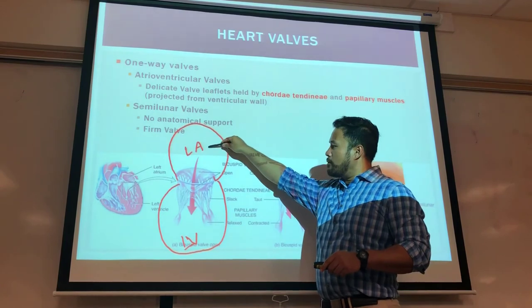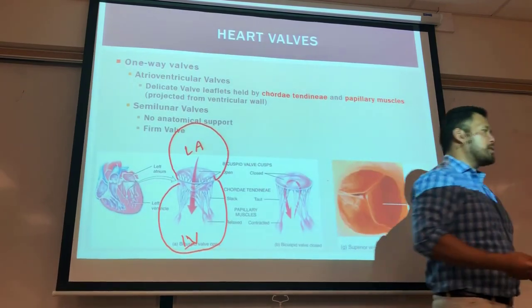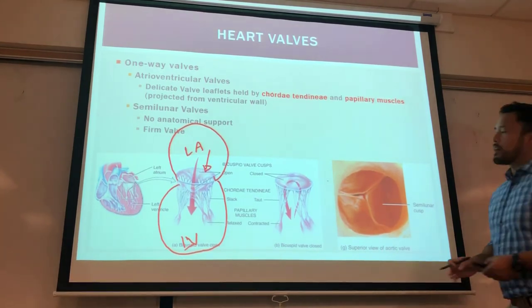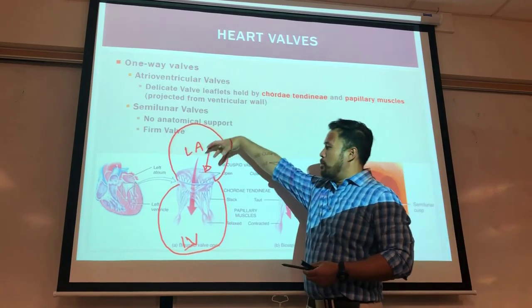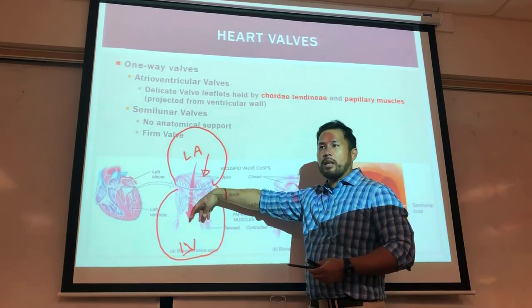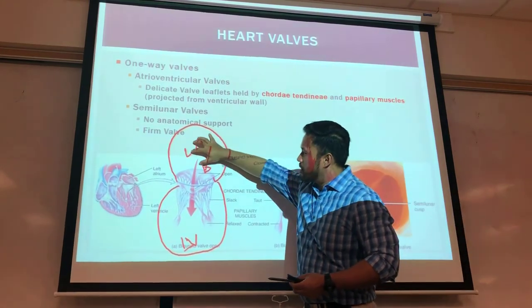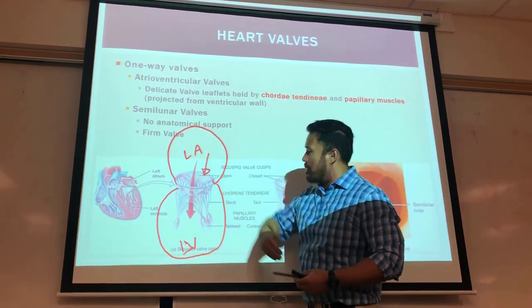In order to get blood to flow from the left atrium to the left ventricle, I'm going to have to exert a good amount of force to open up that valve. So you'll learn about the pressures that are involved to be able to push blood out into the next ventricle. So in order to get that, I'd have to squeeze the left ventricle to push blood through.